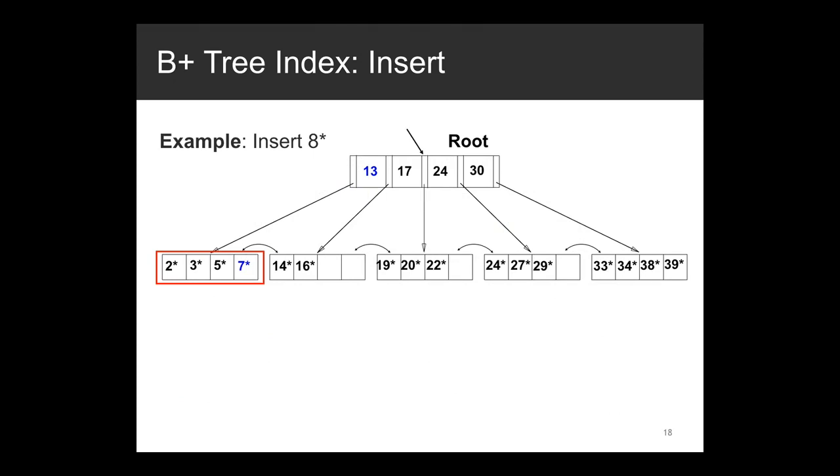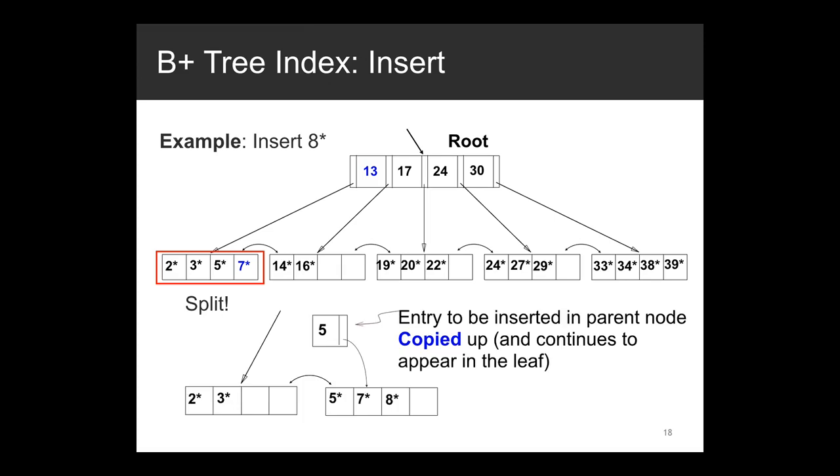You basically locate the leaf where this data entry should go. There's no space here. Split it. Redistribute the entries. Notice that the sorted order of the index keys is still maintained. Copy up the middle key. In this case, the middle key is 5.